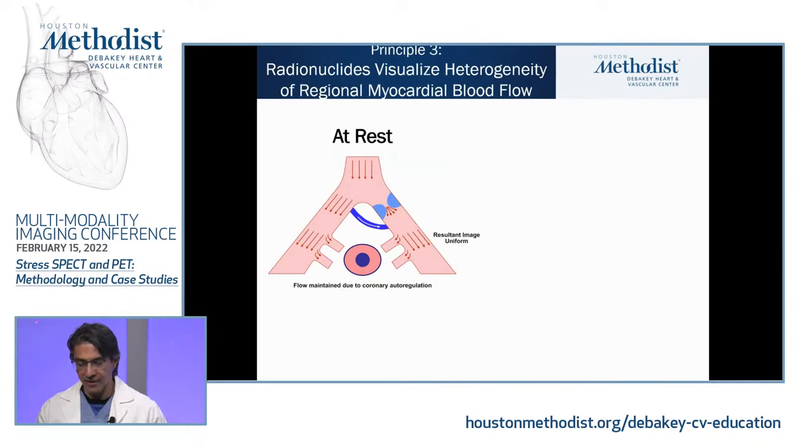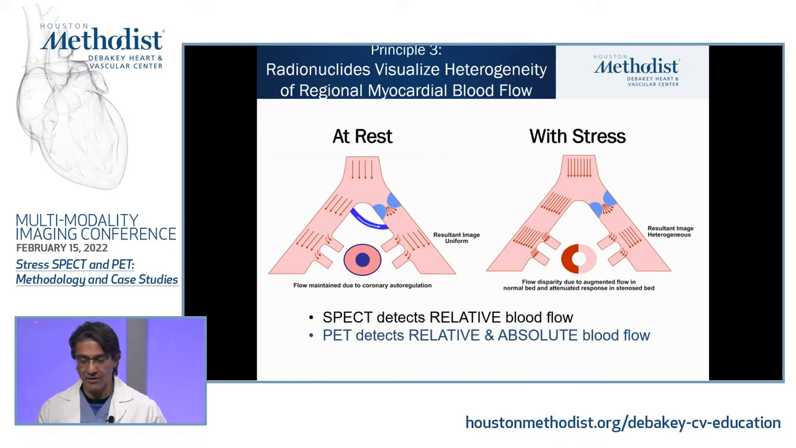So this goes over how this would work. You can imagine if you're at rest here, even though there's a stenosis on this right side, flow is preserved. You're going to have an equal amount of radiotracer deposited in the side that has the obstruction versus the side that does not, and you'll see a homogeneous perfusion picture. Whereas if you stress this patient, all of a sudden that stenosis at stress becomes functionally significant.